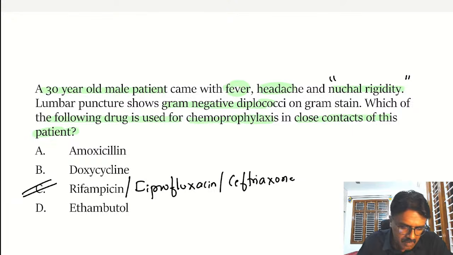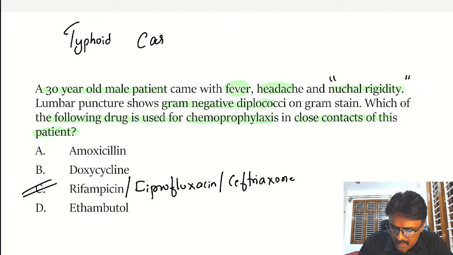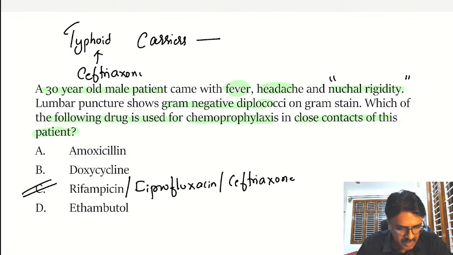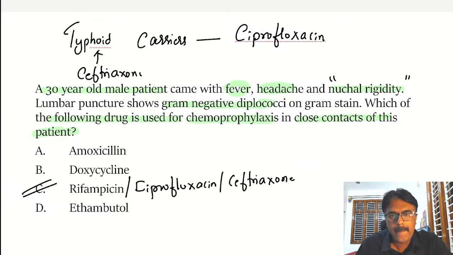Now can anybody comment here? What do you give for typhoid carriers? Let me tell you the drug of choice for typhoid: it is ceftriaxone. But for carriers, what is the drug of choice? The drug of choice is ciprofloxacin. Okay, let's move on.